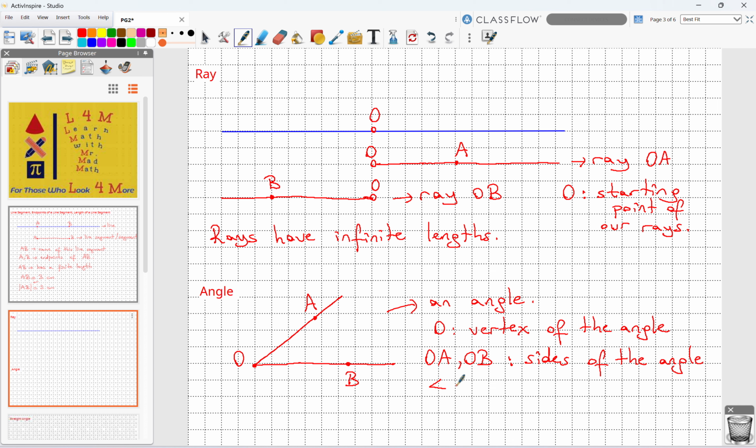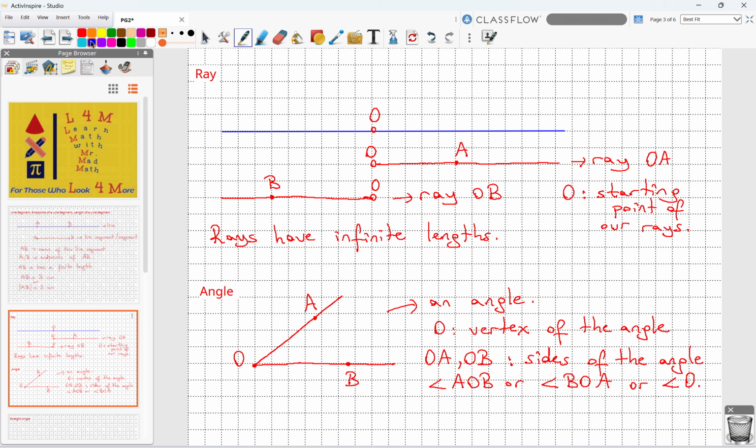Angle, this is the symbol for angle, angle AOB or angle BOA. It's also possible to just write the vertex of the angle. It's also common to name this angle as just the angle O.